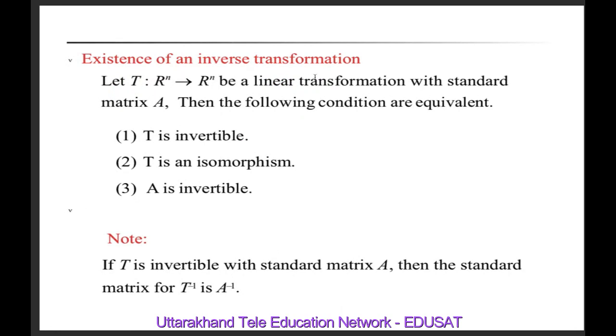Now, existence of an inverse. Let T be a mapping from Rn to Rn, a linear transformation with standard matrix A. Then the following are equivalent: T is invertible, T is an isomorphism, and A is invertible, where A is the standard matrix. Isomorphism means it is a homomorphism and it is one-one and onto. Homomorphism means it preserves the given operation. If T is invertible with standard matrix A, then the standard matrix of T inverse is A inverse.